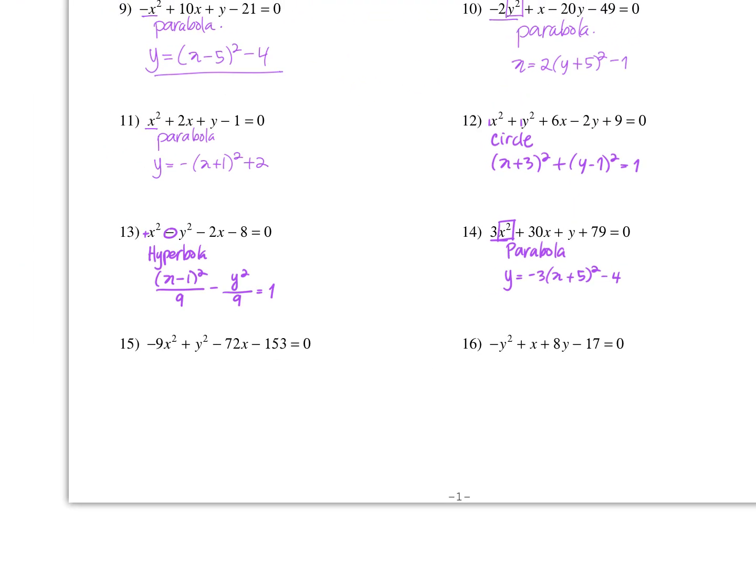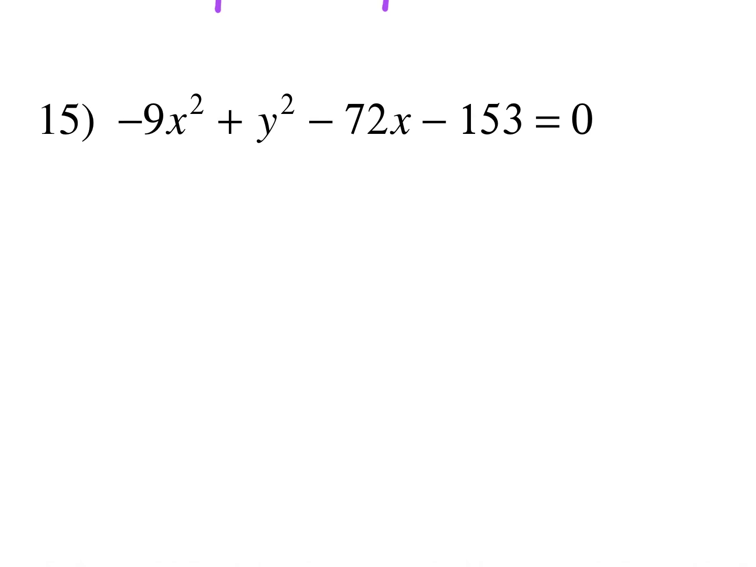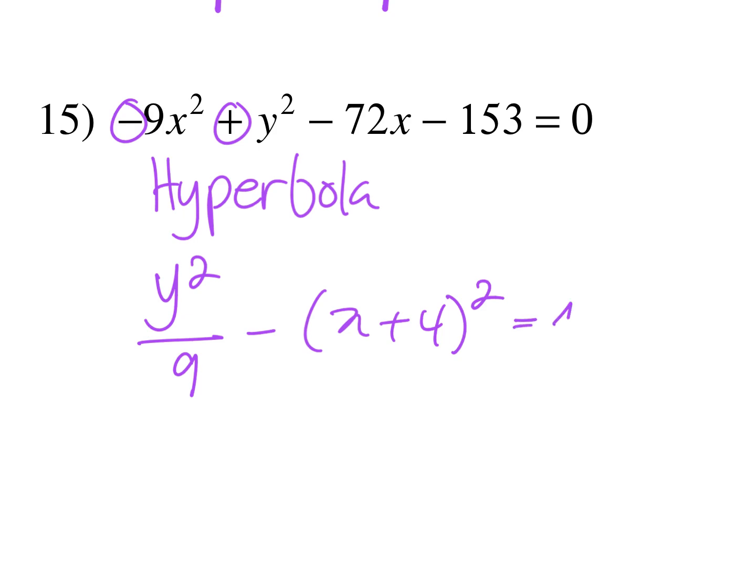Okay, next number 15. Okay, I can see both variables are being squared. One is negative and one is positive. So this is going to give me a hyperbola. So the equation is going to be y squared all over 9 minus (x plus 4) squared is equal to 1.